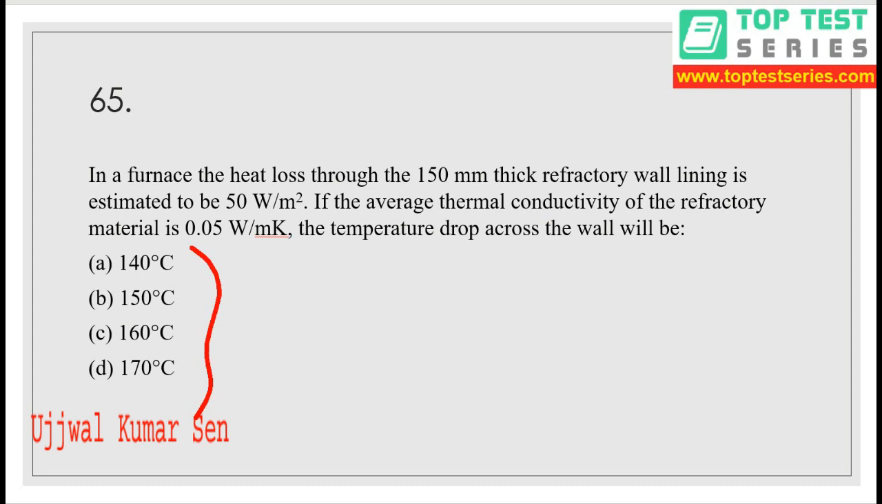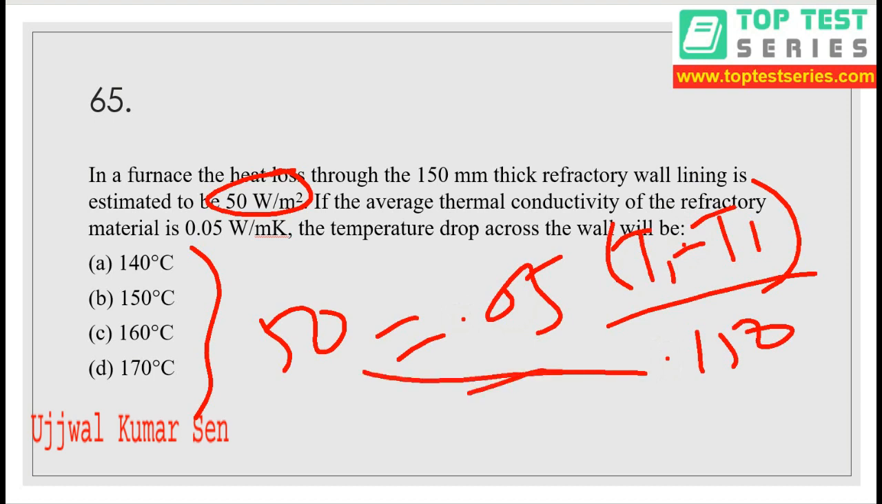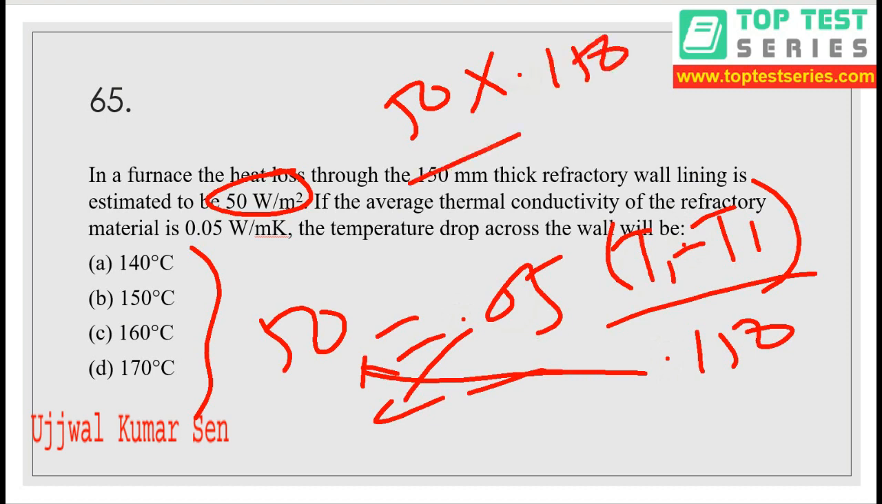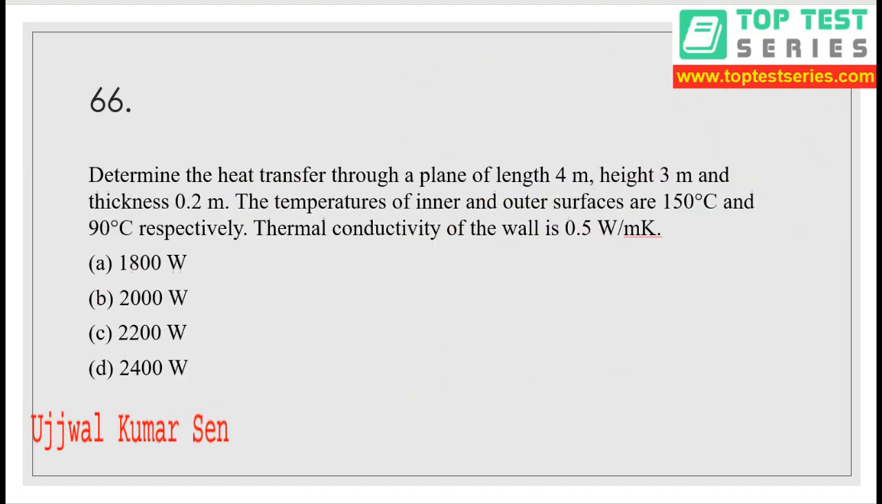All right. Now guys, how can we solve this? Let's start. Temperature drop means temperature difference, T1 minus T2, we have to find out. So we know that Q by A is given as 50, which is equal to K, 0.05, times the temperature difference T1 minus T2, upon dx, that is 0.150. So let's send this to this side and this to that side. So 50 multiplied by 0.150 divided by 0.05. All right, so this will cancel out. We will multiply this term with 10. All right, so this cancels out, so it is 150 degrees centigrade. Therefore option B is the correct answer for this question.